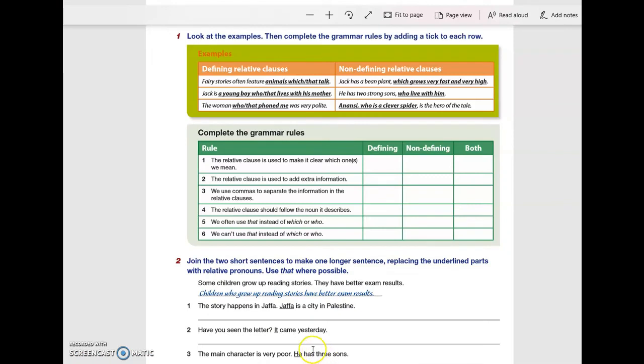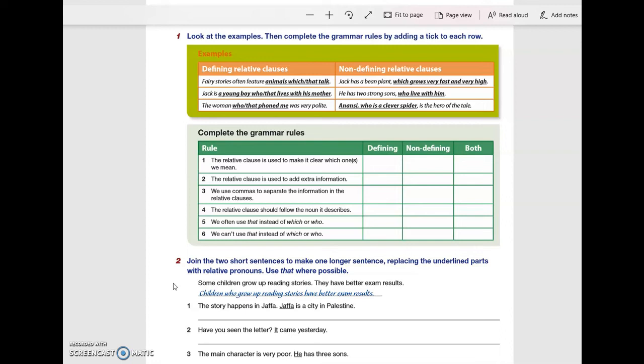Let's move to activity number 2. Join the two short sentences to make one longer sentence, replacing the underlined parts with the relative pronouns. Use that where possible. Where can you use that? Just with defining. Don't forget. You can use that just with defining.